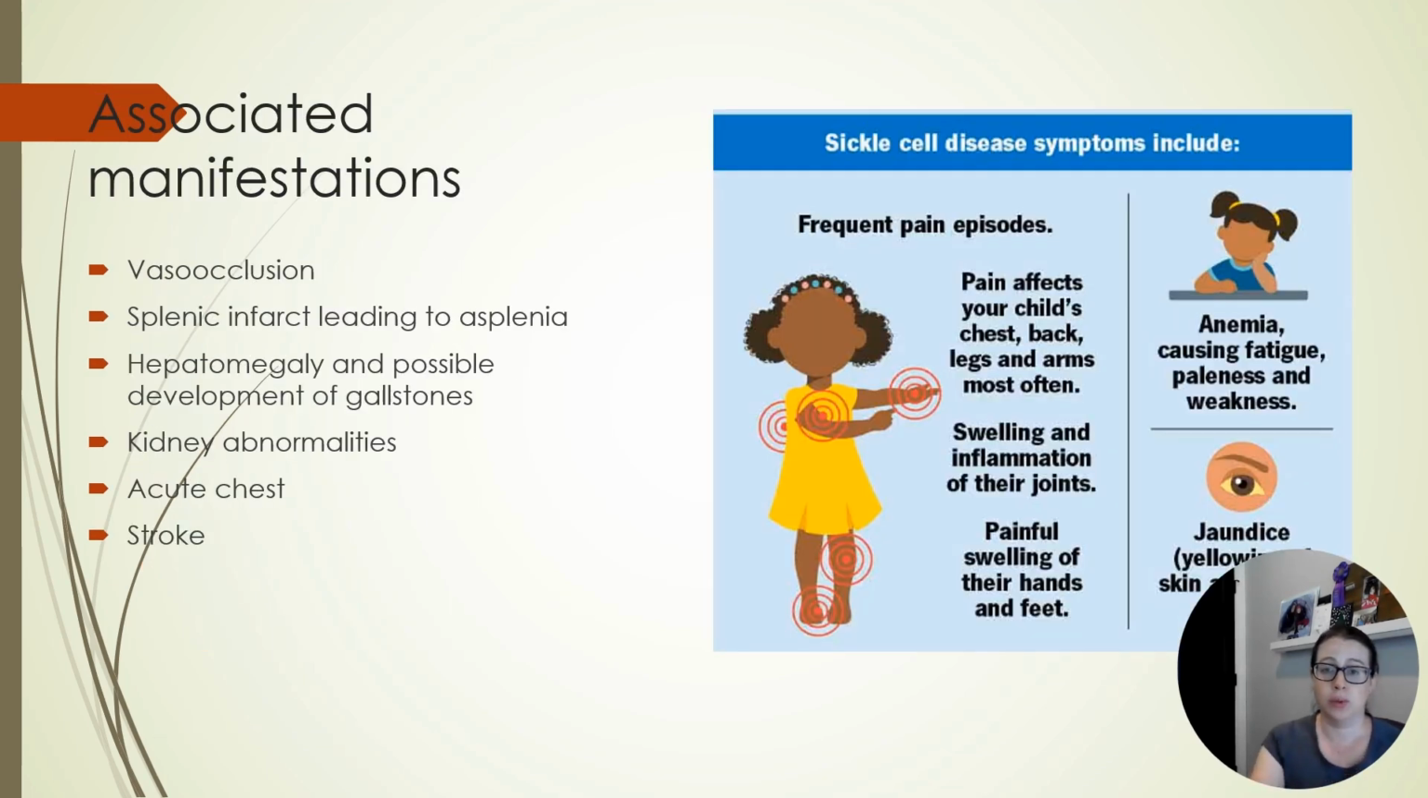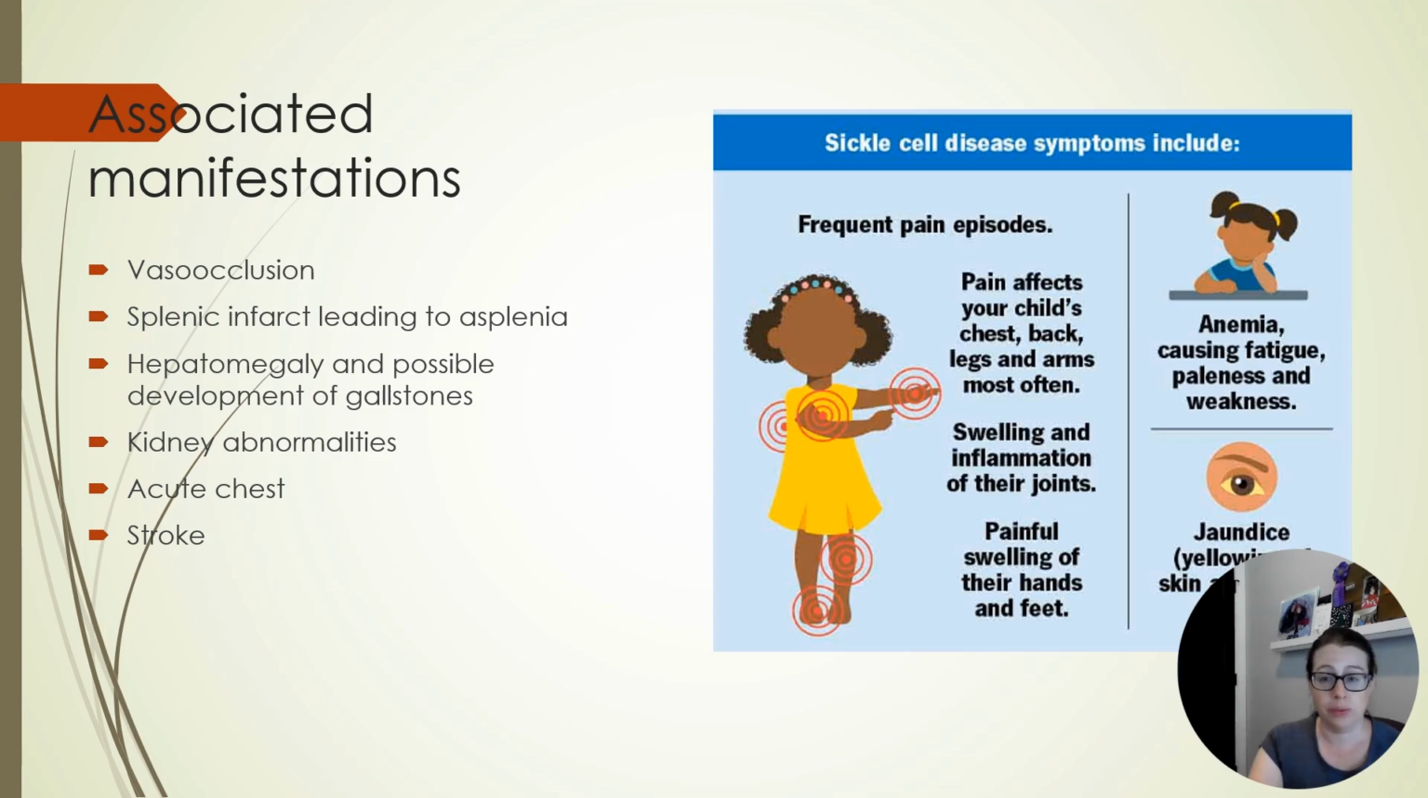So vaso-occlusion is one of the primary manifestations, and it sort of leads to everything else, as I mentioned. And we'll talk a little bit about vaso-occlusive crises and pain. We do have that splenic infarction, which leads to either the spleen being removed or what we call functional asplenia, where the spleen remains, but we know it's not functioning. We can have hepatomegaly from occlusions in the liver and possible development of gallstones. We can also have kidney abnormalities.